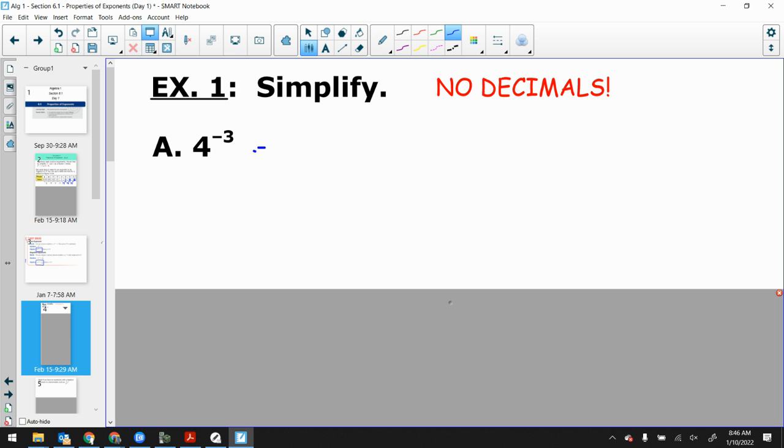1/64. How'd you get that? Well, I typed in my calculator 4 to the negative third power. And then you did fraction and decimal. Correct. I would like you to do it like this. 4 times 4 is 16. Hold on. I would like you to do it like this.